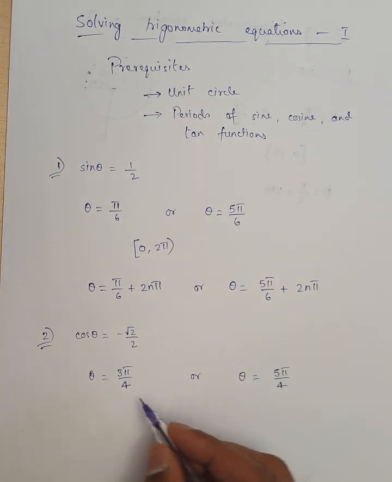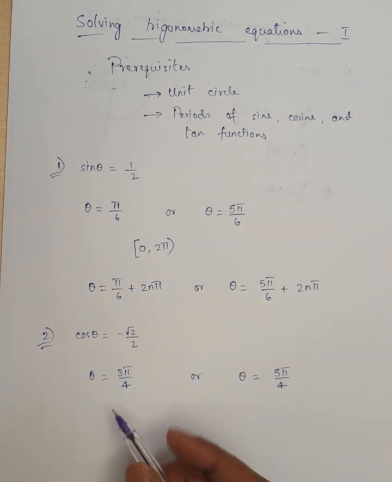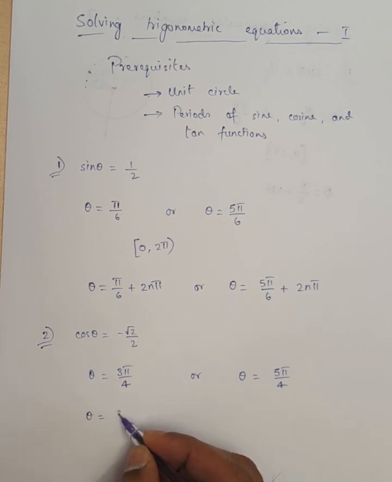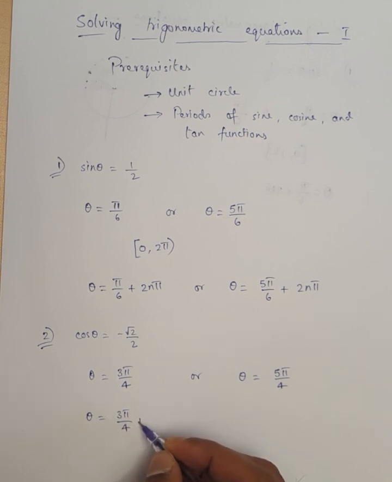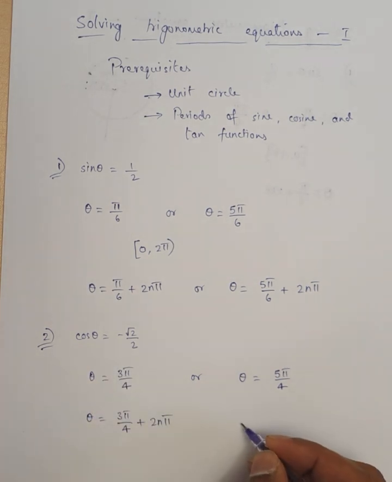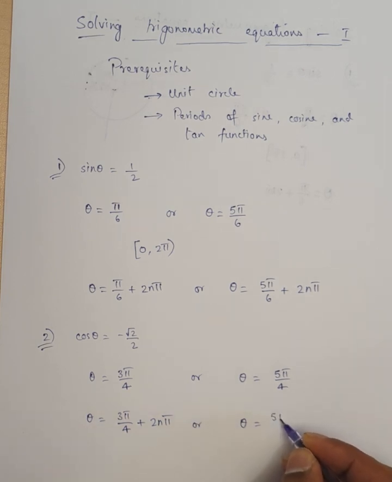So just like here, what we have done is we have found solutions in this interval, 0 to 2 pi. And to get all of the solutions, I have to add multiples of 2 pi to each of these answers, because the period of cosine is also 2 pi. And I can say 3 pi over 4 plus 2n pi, or 5 pi over 4 plus 2n pi.